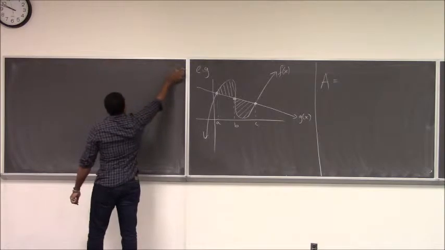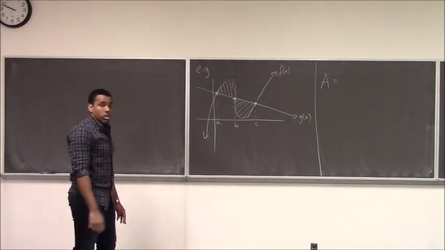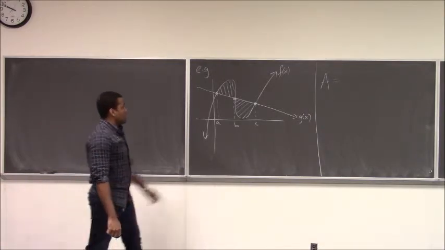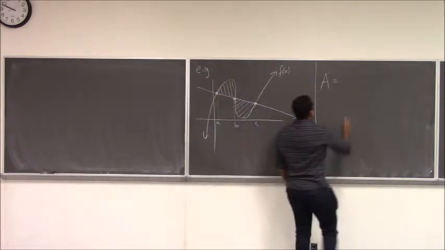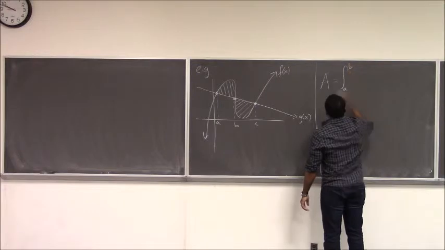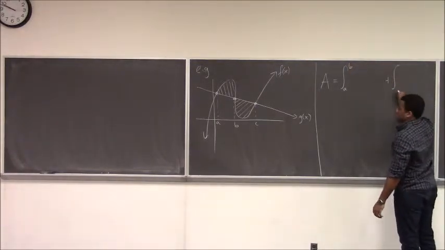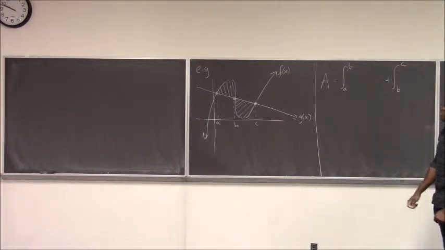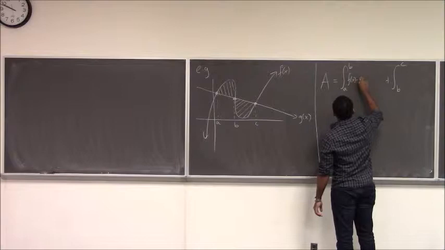Would you do the first section plus this? Okay, what are you calling the first section? The integral from A to B, and then plus the other one, which is B to C. What would you integrate? Integrating f of x minus g of x for the first one, and then g of x minus f of x.